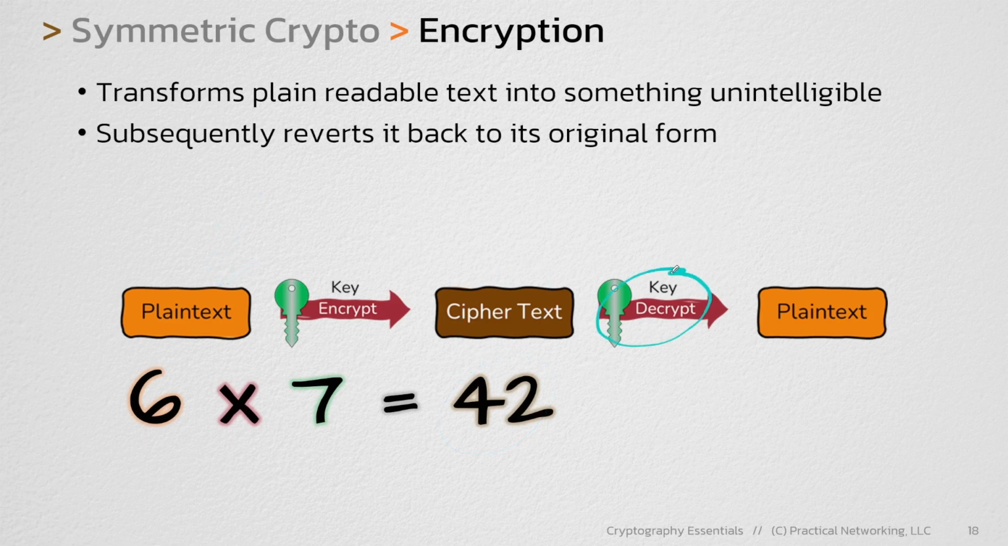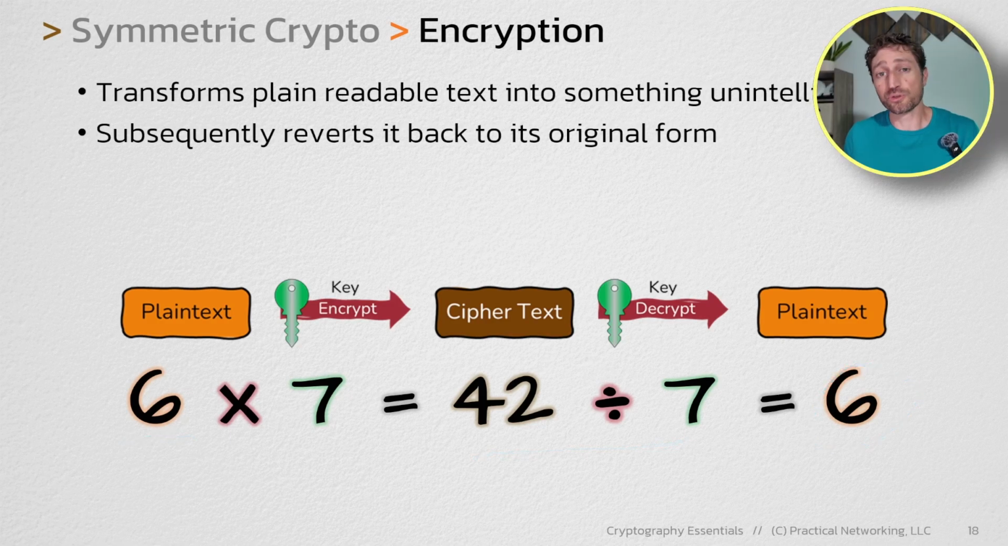Then, for decryption, I'm going to use the inverse operation. If we used multiplication for encryption, I'm going to use division for decryption. And again, I'll use the exact same secret key I used during the encryption process, which means 7, and 42 divided by 7 will equal 6. 6 is the original number that I started with.